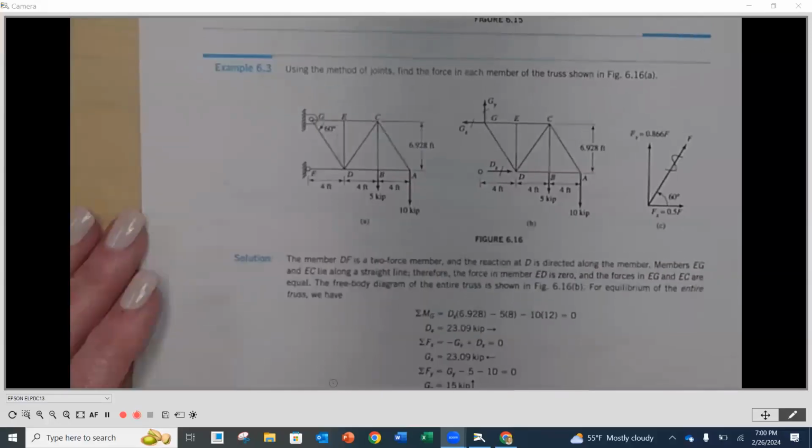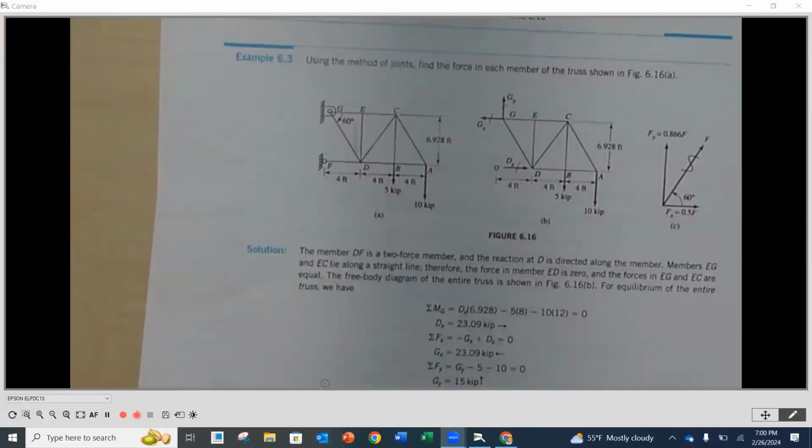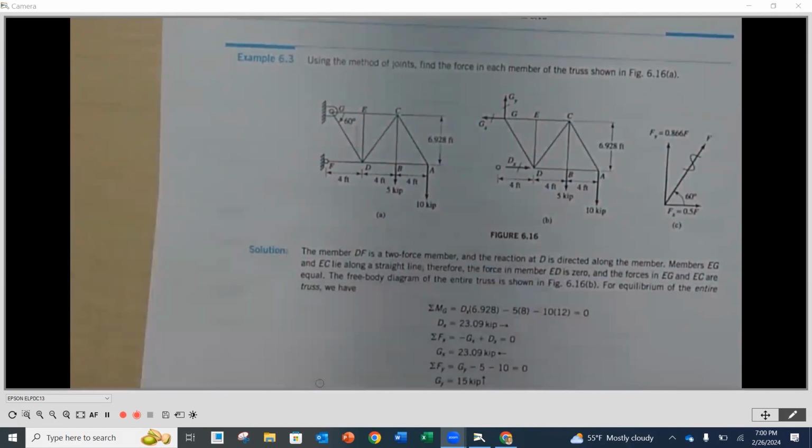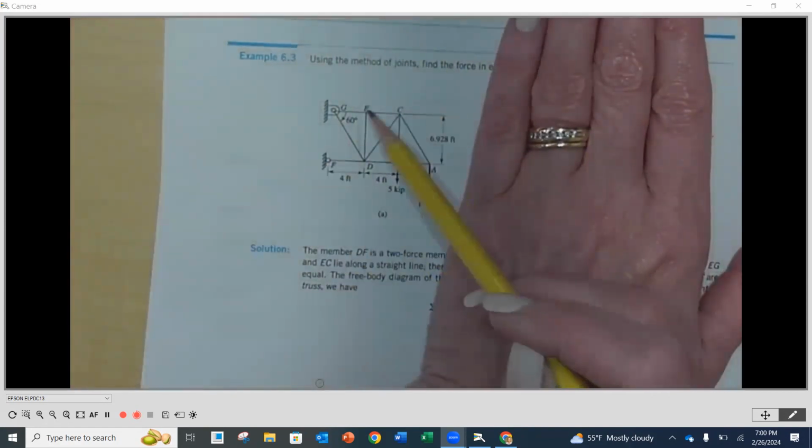Okay, so the next example that we're gonna do is going to be another truss so that we get a little bit more experience with this process, starting out and then doing each one of our members. But this one is arranged a little bit differently. So the truss that we're gonna be looking at is here in the first figure.